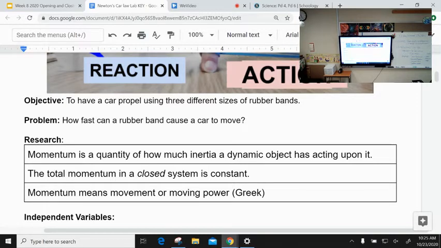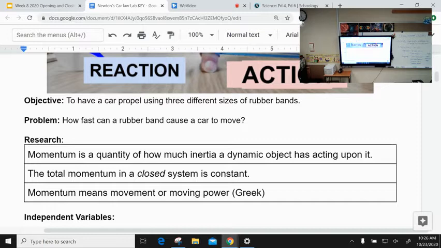Not making fun of the lab, definitely not making fun of you. But as you go through the lab, start thinking about why this is not a closed system. Why is this not a perfect system? Your energy in will never be equal to your energy out. But the whole point of today is the idea that momentum actually means something is moving that has power behind it.